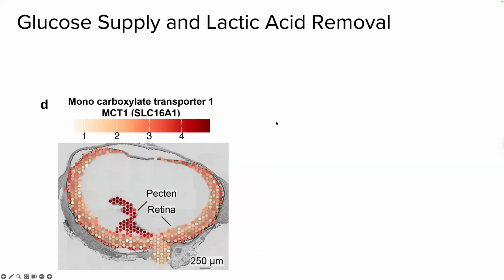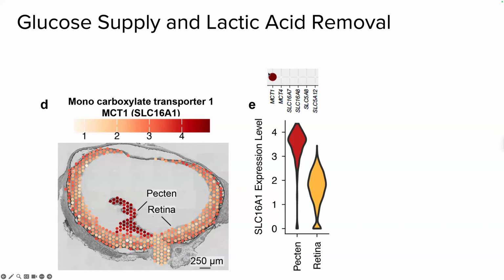Next question is, of course, lactate. How is lactic acid removed from those retinal neurons? Again, we looked for different lactic acid transporters, for example, the MCT1, and similar to glucose, that is highly expressed within the pecten. It is the only transporter of the MCTs that is being expressed within the pecten.